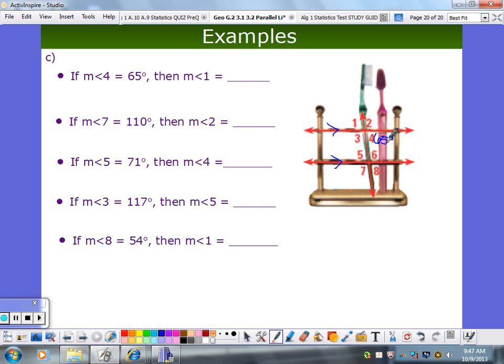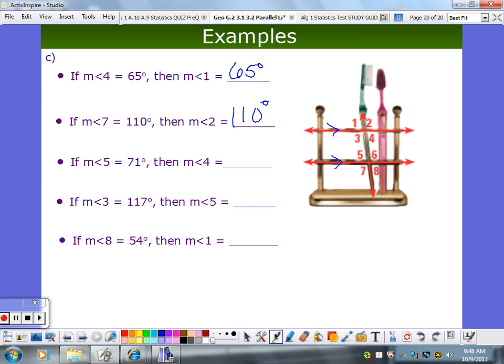What is the measure of angle 1? Yes, because of vertical angles. All right, let's look at the next universe. In this universe, the measure of angle 7 is 110 degrees. So what's the measure of angle 2? 110 degrees. Why? Connor, why? What kind of angles? Alternate exterior. Alternate exterior angles. Nice.